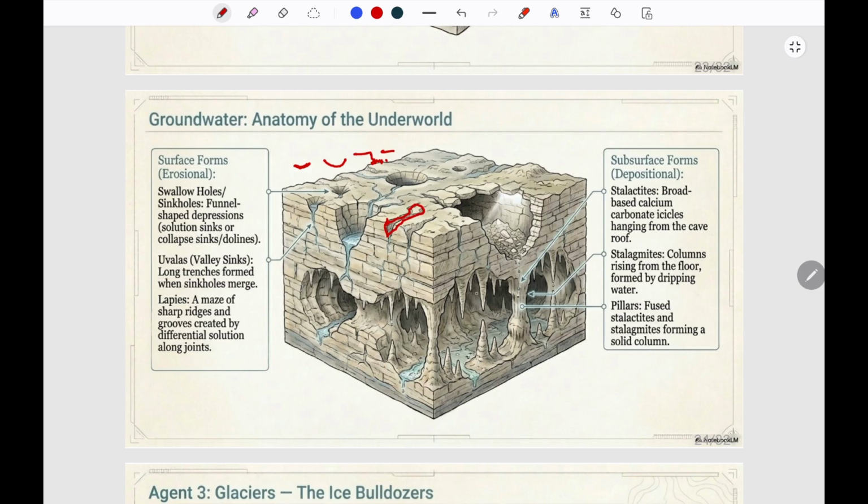So stalactite is the mineral hanging from the roof of the cave, and stalagmite is appearing from the floor of the cave. So how can you remember this? Stalagmite has a 'g', leg. So leg is below, it is rising from the floor. And a pillar is when the stalactite and stalagmite join together. This whole structure is a pillar.